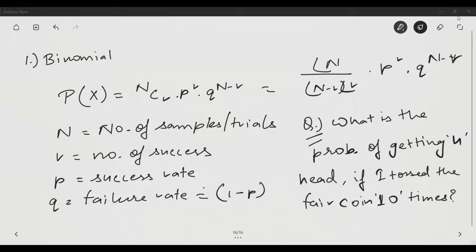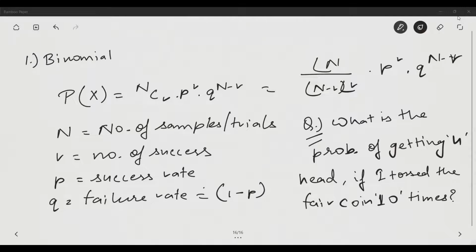Suppose I ask you the direct question, what is the probability of getting a head if I toss a coin? The probability of getting a head or a tail is always going to be the same. Success rate means the chances of your success. If you toss a coin, what are the chances of getting a head? That is your success rate. The chances of getting head or tail will always be 1 upon 2. That is not going to change at all.